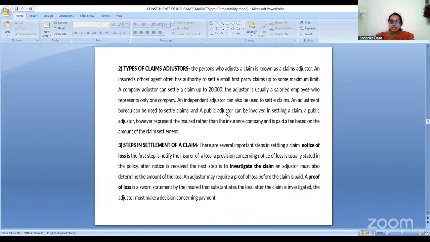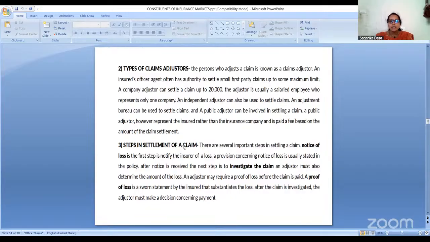Then the public adjuster is the third type of adjuster involved in settlement of a claim. A public adjuster, however, represents the insured rather than the insurance company and is paid a fee based on the amount of the claim settlement. He will get some percentage. If the claim settlement is 10 lakhs, maybe 1% or 2% of the claim amount he will be paid. So that is a public adjuster. So we have seen the company adjuster is the first type of claim adjuster, independent adjuster is the second type, and the public adjuster is the third type.